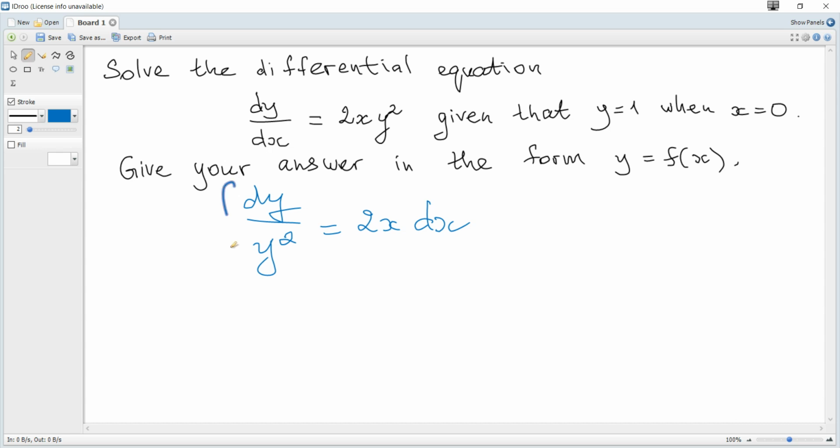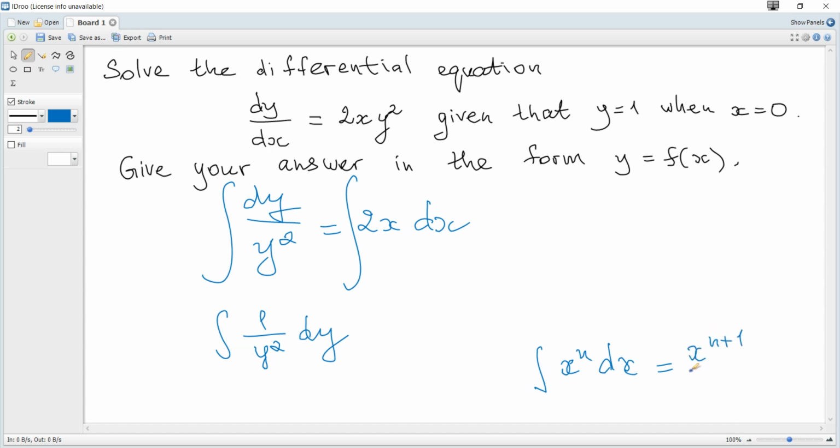And now we can see that we can just integrate both sides because there is an expression in terms of y only on the left hand side and dy, and an expression in terms of x only on the right hand side and dx. And how to integrate 1 over y squared dy? Just applying a rule for the integral of x to the power n dx. And this formula is given in the data booklet, and it says that such integral is equal to x to the power n plus 1 over n plus 1 plus a constant.